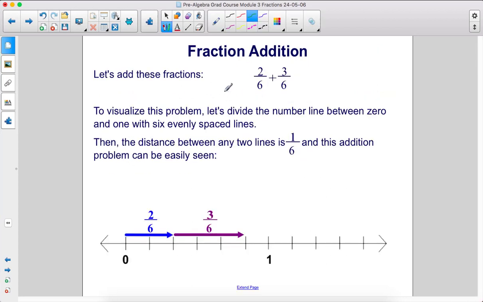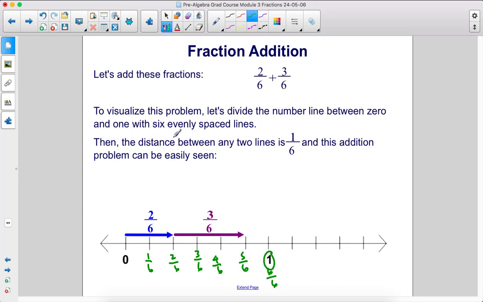Let's add these fractions, 2 over 6 plus 3 over 6. To visualize this problem, let's divide the number line between 0 and 1 with 6 evenly spaced lines. So here's 0, here's 1, and we have 5 lines here. So we have 1 over 6, 2 over 6, 3 over 6, which is 1/2, 4 over 6, 5 over 6, and then 1 is 6 over 6, right? 6 divided by 6 is 1.